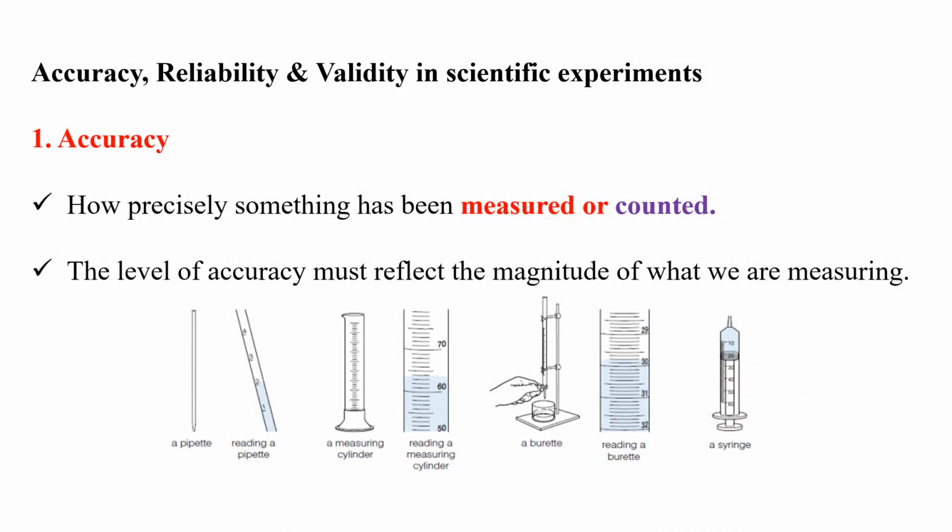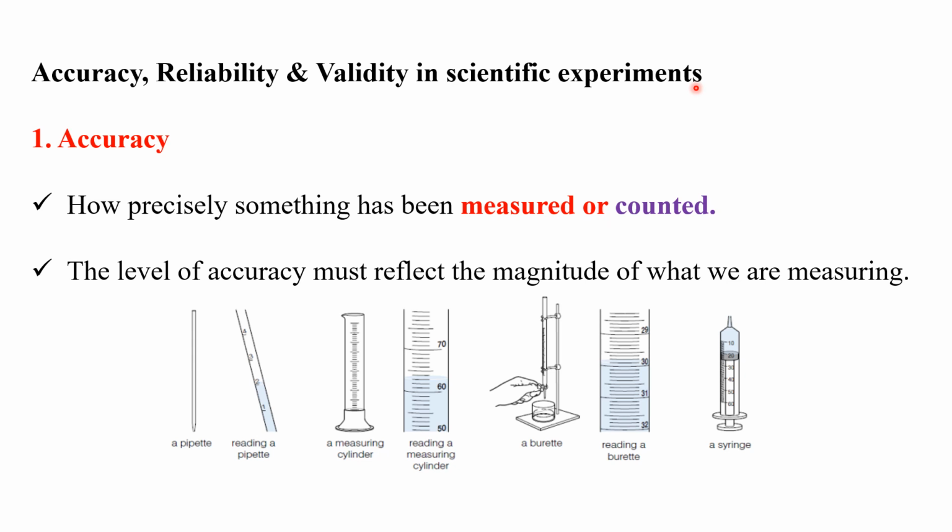The other topic is accuracy, reliability, and validity in scientific experiments. In science, our research must be accurate, it must be reliable, and it must be valid. Without these three things, our scientific method or experiment is not acceptable, not standard. Let me see one by one.